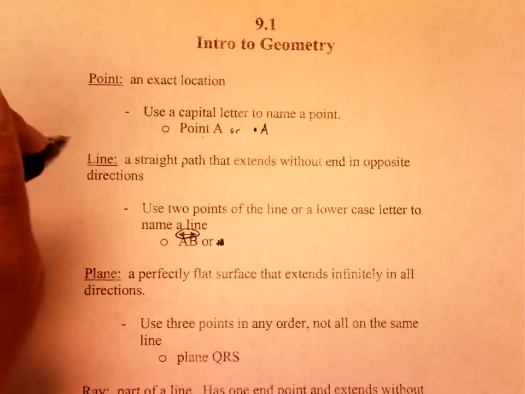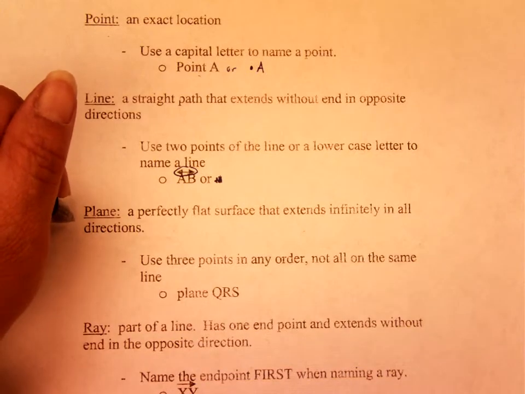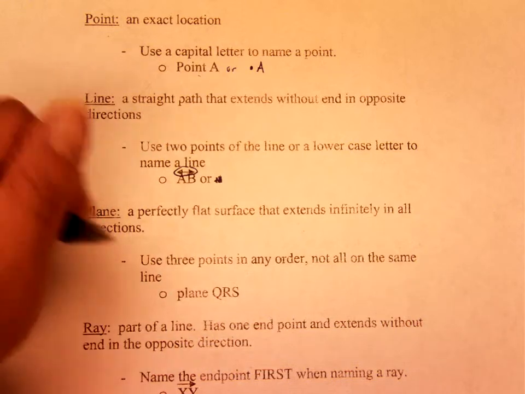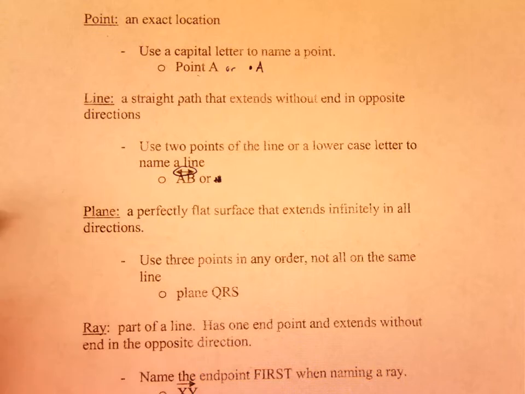The line never ends. A plane is a perfectly flat surface that extends infinitely in all directions, named using 3 points in any order, not all on the same line. So plane QRS is an example.